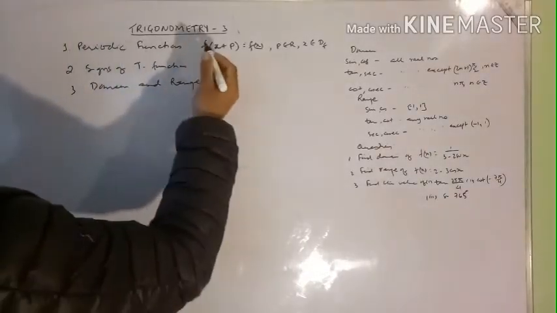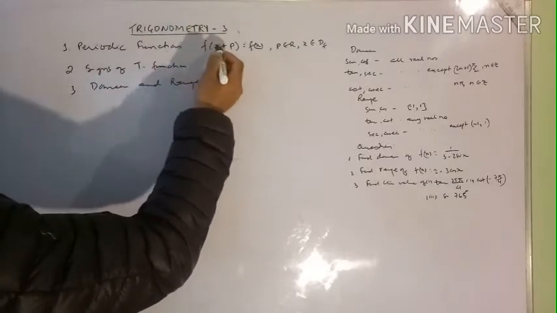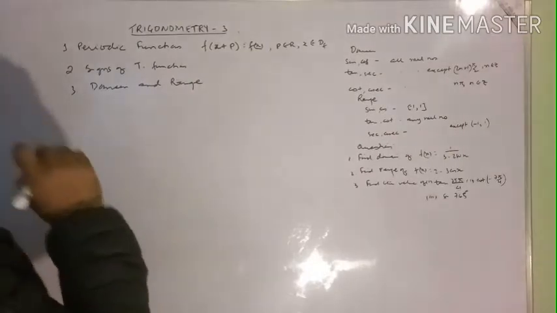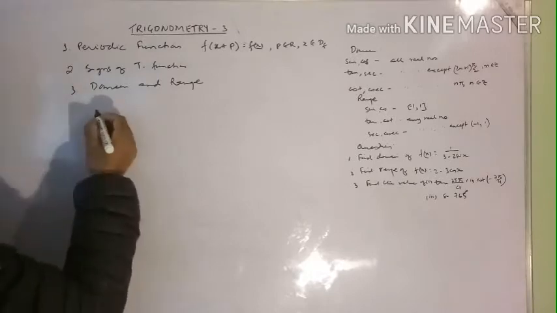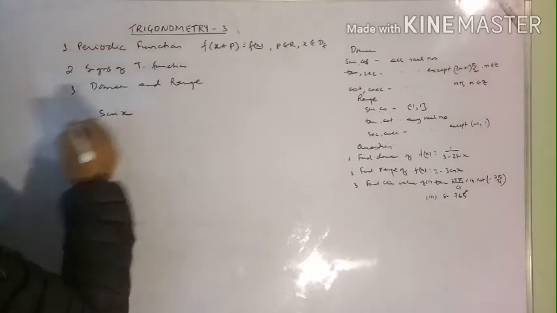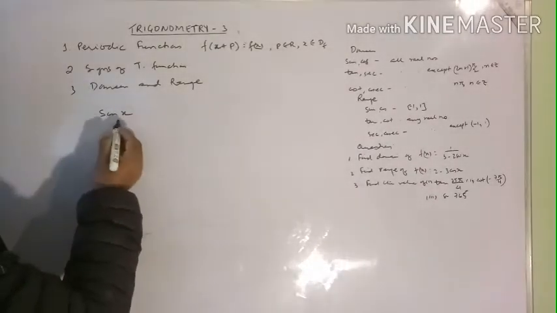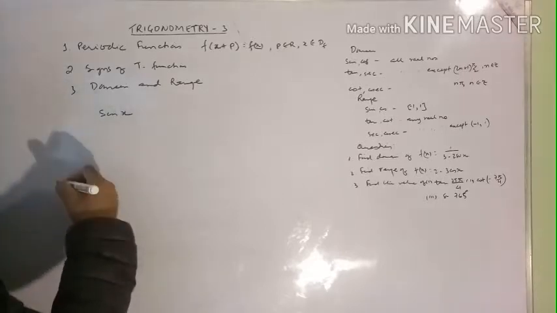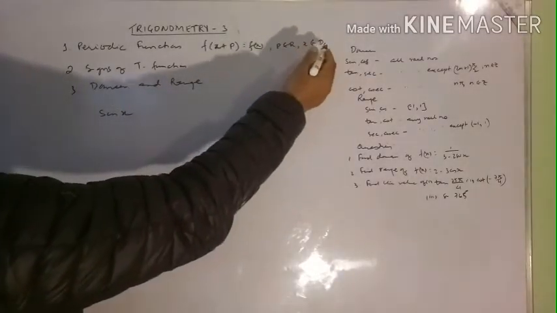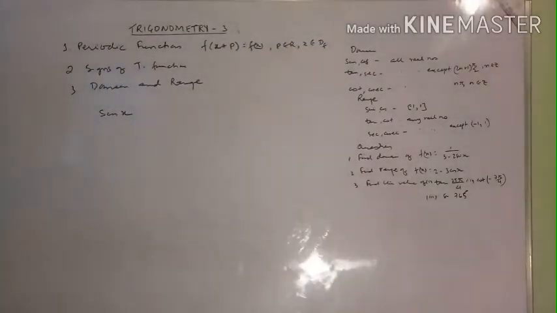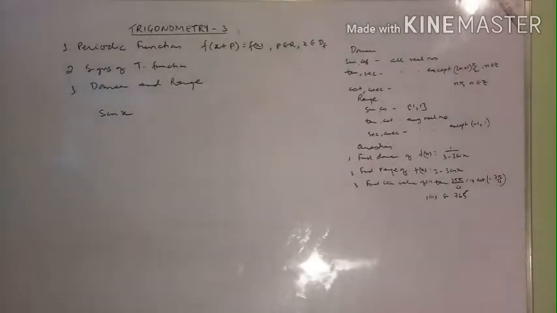Now domain means all those values of x for which f of x, x plus p is defined. For example, now this way maybe it's not clear. Let's take an example. Okay, sin x. Sin x is a trigonometric function. So all those values which x can take, for which sin x is defined, is called the domain of the function. This is the domain of f, that is, all those values of x for which sin x is defined is called the domain of the function sin x.